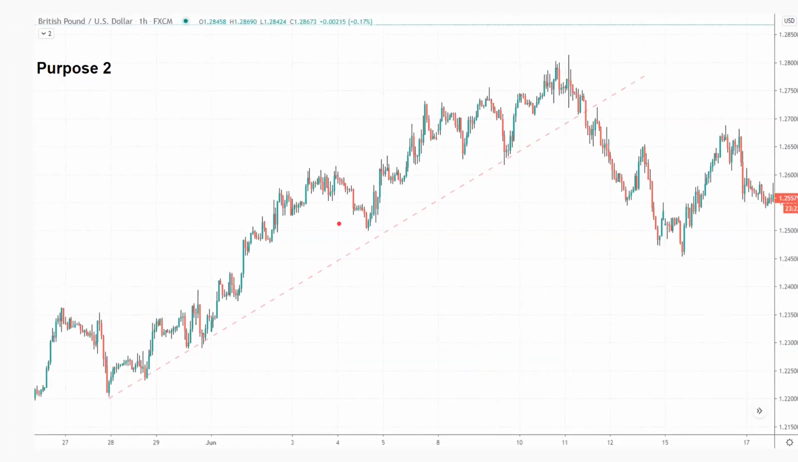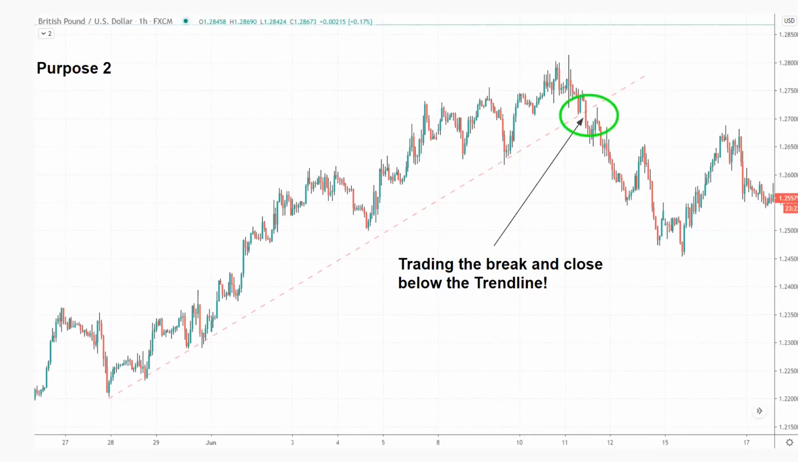So the second purpose we do have is on the breaking of the trend line. We can also make use of the breaking of the trend line to trade the market. So depending on what your aggressiveness is as a trader, you can use the trend line for different purposes. Okay, so this is the trendline break strategy that you can use.